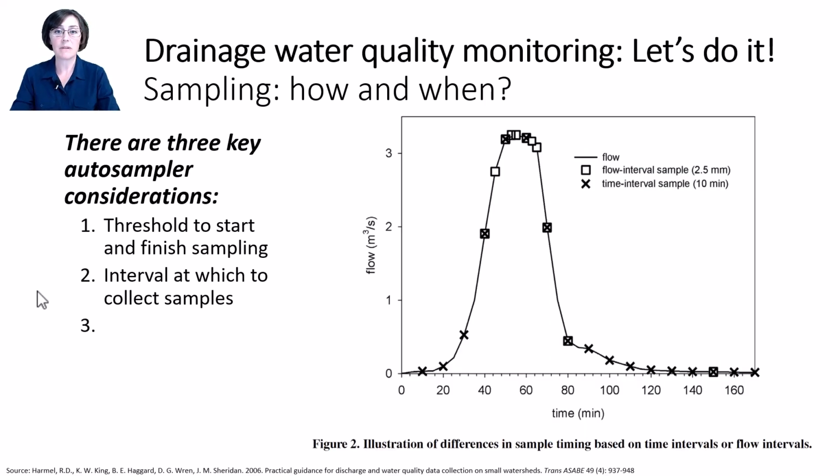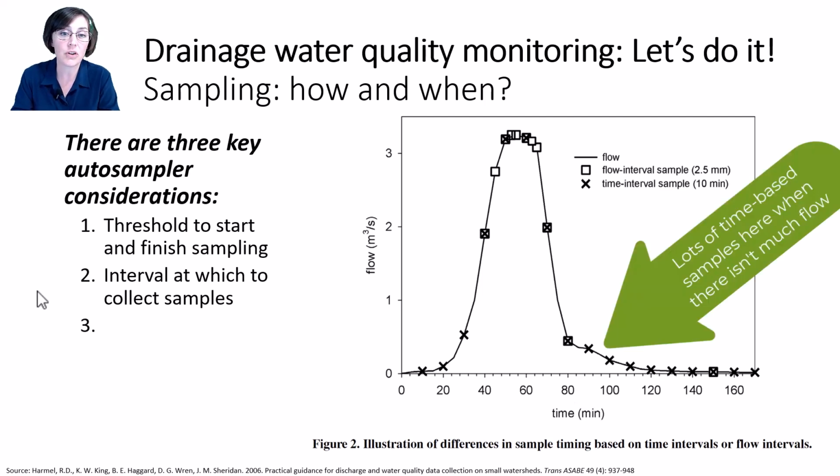It's generally accepted that flow-based sampling is better than time-based sampling. That is, flow-based sampling provides less data uncertainty than time-based sampling. This is because a greater proportion of those flow-based samples are collected when you have higher flow rates.